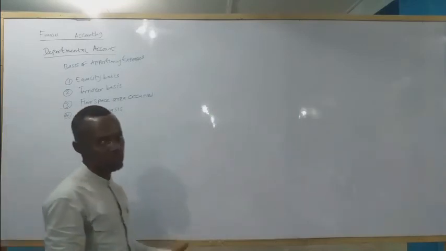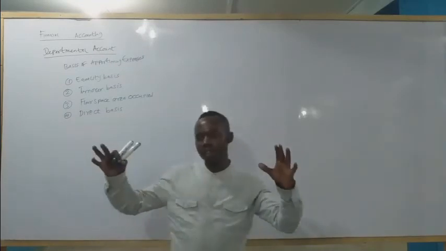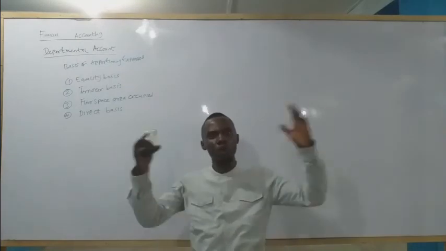So turnover basis, then floor space area occupied. This is normally used when the departments are in one building or under one roof.